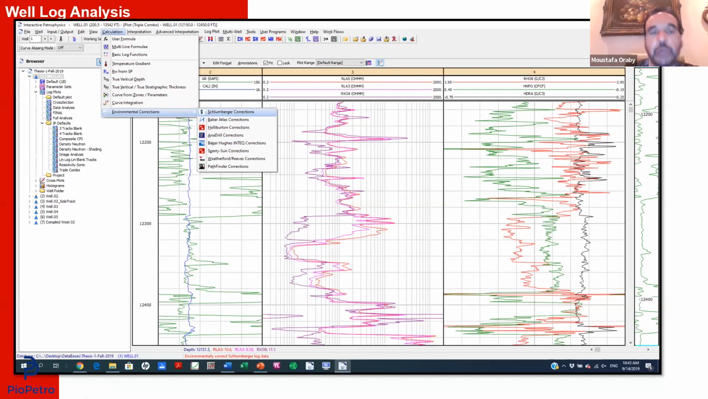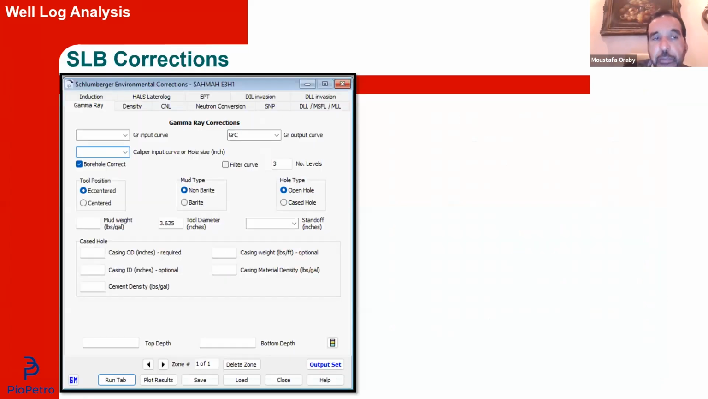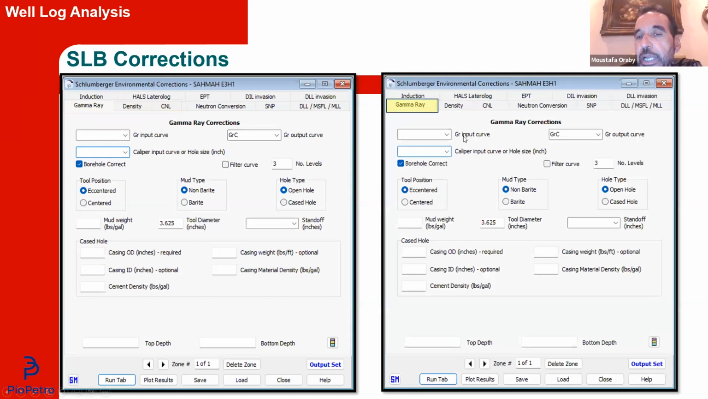When I chose Schlumberger, here is the company, because I knew from the data file that the logging company is Schlumberger. When I started this Schlumberger correction, I have a gamma ray, I have density, I have CNL, which is a compensated neutron. I need to correct for these three, one by one. Let's just go for the gamma ray. Here is my gamma ray. In the gamma ray, it will first ask me what is my gamma ray input curve.